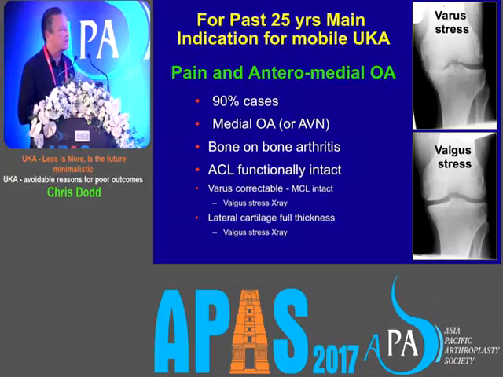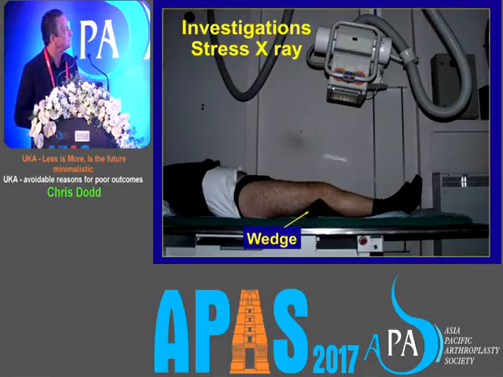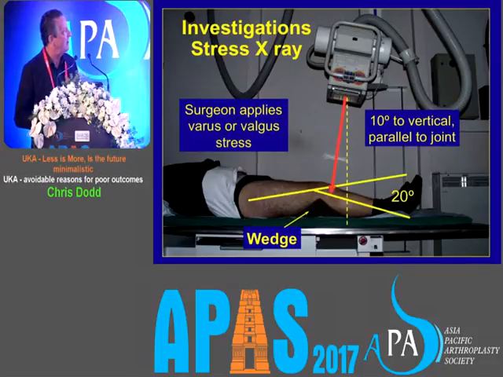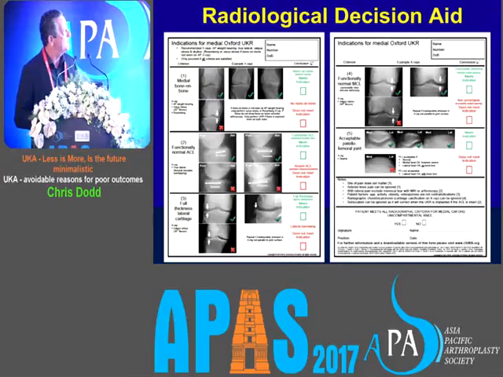This is whether it's fixed or mobile. You need to have advanced arthritis, bone on bone. You need to have a good-looking lateral compartment, and the ACL needs to be functionally intact. So I won't labor that. But I would hazard a guess that in this part of the world and in Asia, there are huge numbers of patients who have x-rays looking like that. If you see that type of x-ray, you can be thinking in terms of a uni. So you do the stress x-ray at 20 degrees, wedge, 10 degrees parallel, so you can get a good stress.